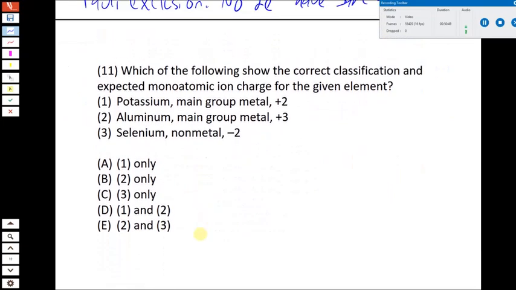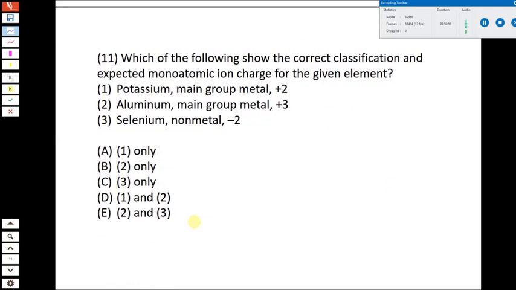Halfway there. All right, so now we're talking about classifications of elements on the periodic table, which once we have the electron configuration, we can predict certain properties of them. So we're looking for the correct classification and the expected monoatomic ion charge. In other words, what kind of element is this? And when it forms an ion, what's the charge of that ion? And we're going to see which of these all have that information correct.